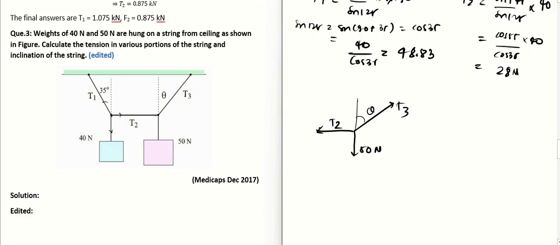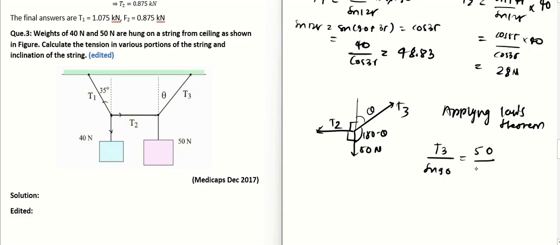So let us say we are solving for this. We are applying Lami's theorem. We have T3 divided by, let us say this is T3, this is 90, this is again 90, and this is nothing but 180 minus theta. So we have T3 divided by sin 90 is equal to 50 divided by sin of 90 plus theta, is equal to T2 divided by sin of 180 minus theta, which is the angle between the other two forces, 50 and T3.